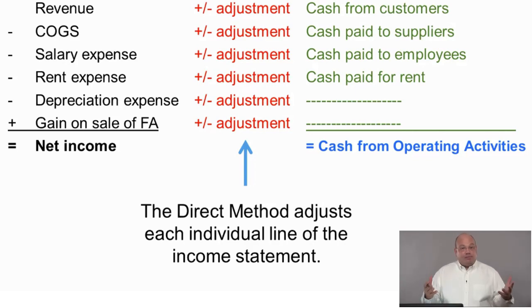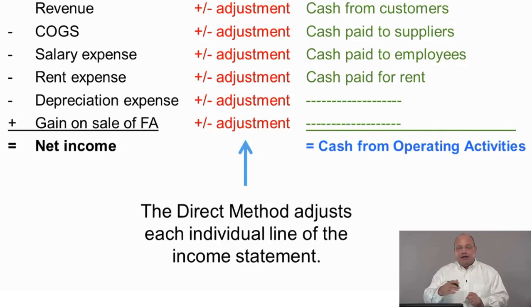Rent expense, depreciation expense is non-cash. It's eliminated. It's not on the statement of cash flows. There is no cash paid for depreciation expense. The gain on the sale of fixed asset, that's not an operating activity. That's an investing activity. So that gain is eliminated. And after we make adjustments for each individual line, we have the total, which is the cash from operating activities. Okay? Cash from operating activities under the direct method.